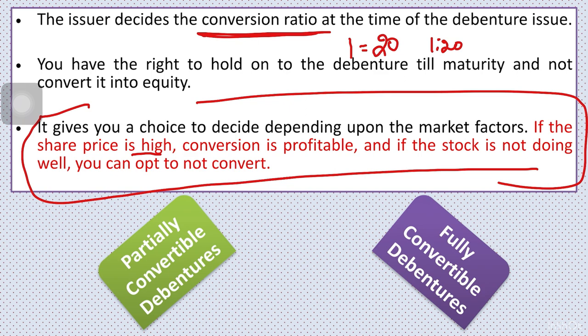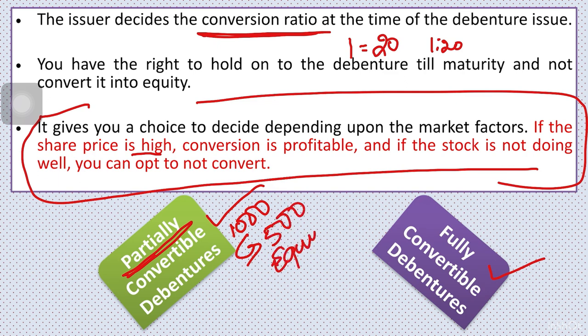Now we have two types of convertible debentures. One is partially convertible debentures and another one is fully convertible debentures. As the name suggests, partially convertible means that of the debentures you hold, only a few of them can be converted. Say if you hold 1000 debentures, among those say 500 can be converted into equity. This is partially convertible debentures. Whereas fully convertible debentures, if you have 1000 debentures, all the debentures can be converted into equity. I hope I have cleared you till here.